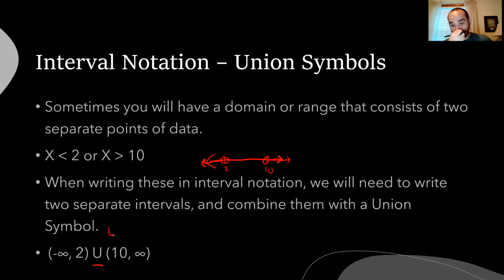Technically, it's supposed to be a little bit more rounded at the top. So it's almost more like an upside down parabola, but it's basically a U. And in this case, we would do negative infinity to 2. You'll notice that this is a rounded parenthesis because 2 is less than, so it's not included. We've got the union symbol, which says that these are together. And then we've got 10 all the way up to infinity because x is greater than 10.